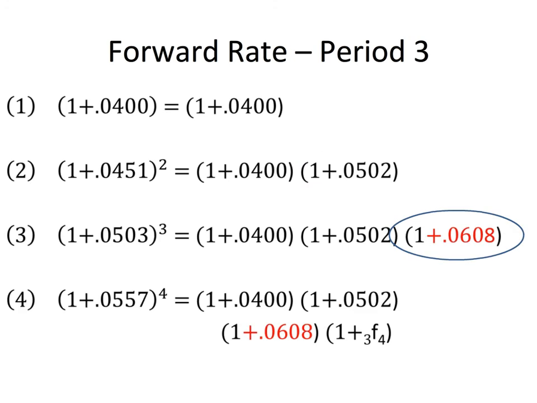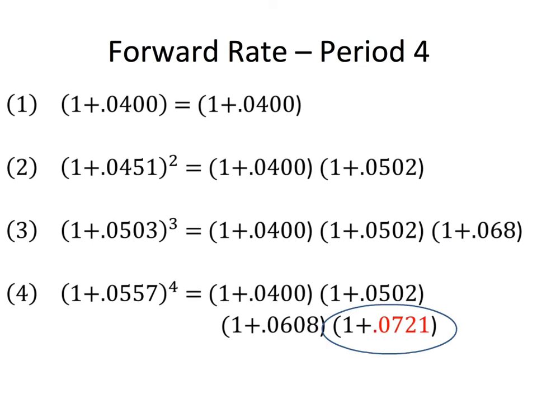The forward rate for period 3 works out to be 6.08%. We solve that by using equation 3, working that equation down, and you can see that it's 6.08%. Again, that's in the oval in red, and we substitute 6.08% for the forward rate in period 3 into equation 4. So equation 4 now has one unknown.